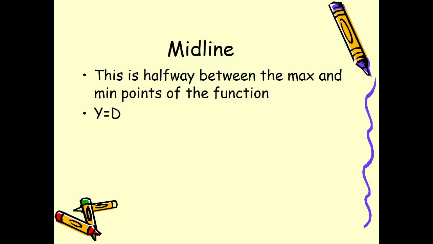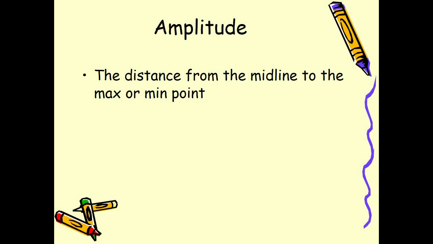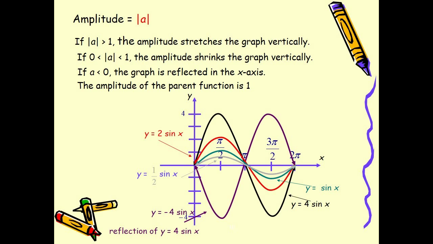The midline is halfway between the max and min points of the function. This is represented by y equals d. Amplitude is the distance from the midline to the max or min point. Amplitude equals the absolute value of A.